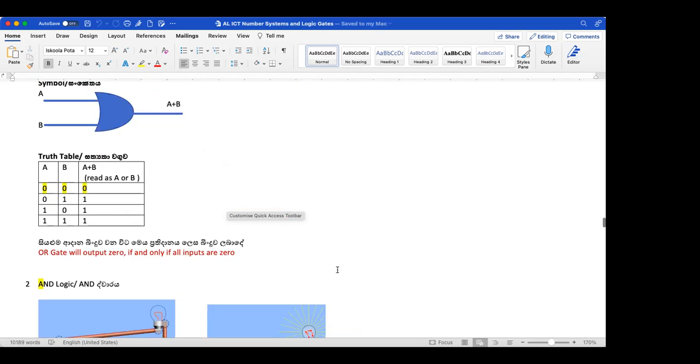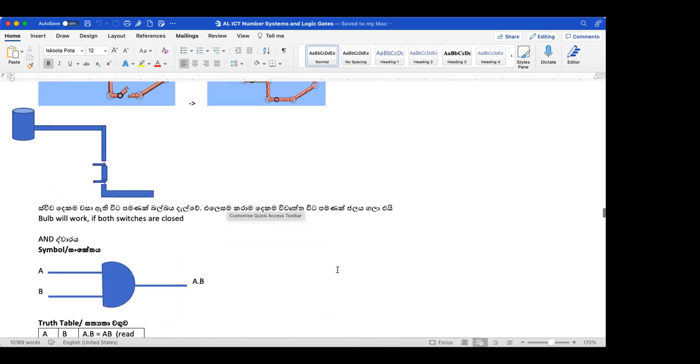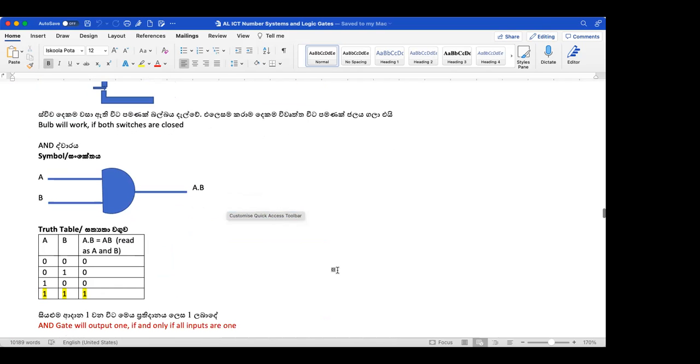This is the symbol and the truth table. I have highlighted that point: if both inputs are 0, the output is 0. The AND gate is the other way: if both inputs are 1, the output is 1. You can see the symbol as well as the highlighted point. If there are 3 inputs, all 3 need to be 1 to make the output 1. And this is the symbol and the representation.